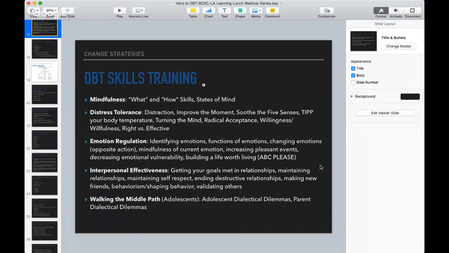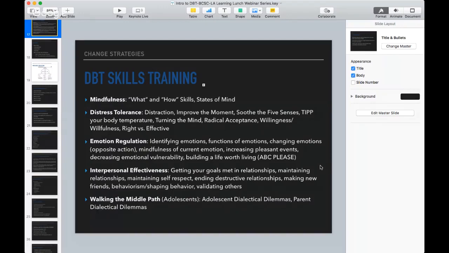And this phrase of building a life worth living is one that Linehan uses, in particular around suicide. The idea is that if you can fill your life and build a life that's actually worth living, thoughts and urges for suicide and ending your life are going to diminish.